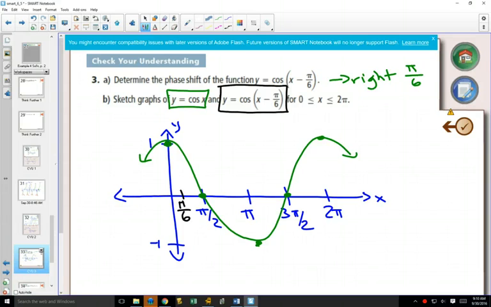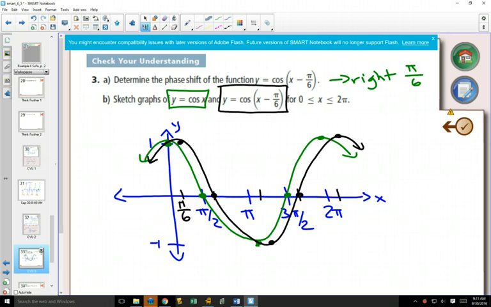And what you're going to do is you're going to take each of these points and make a shift pi over 6 to the right. So this top point will go there. This point will go there. Pi over 6 to the right, pi over 6 to the right, pi over 6 to the right. And now we draw our graph through those points.